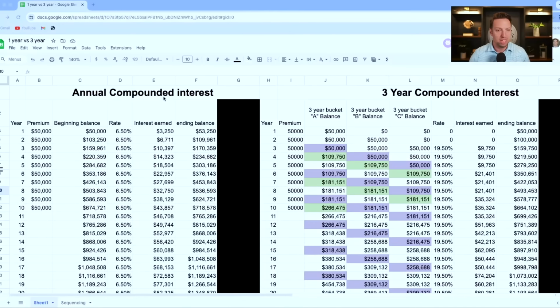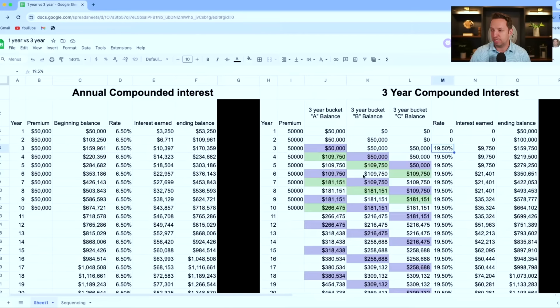We're going to assume the exact same rate of return, which isn't fair, but it doesn't matter because that's not the point that I'm proving. I just want you to see the difference in the compound interest. So again, this is not a particular product. It's not a particular index. We're using a 6.5% rate of return on the annual point-to-point basis.